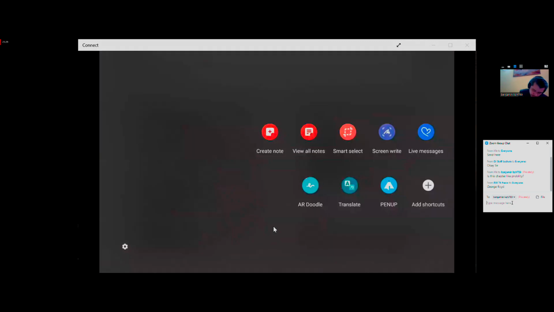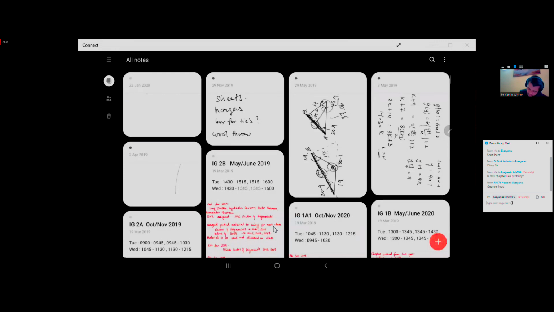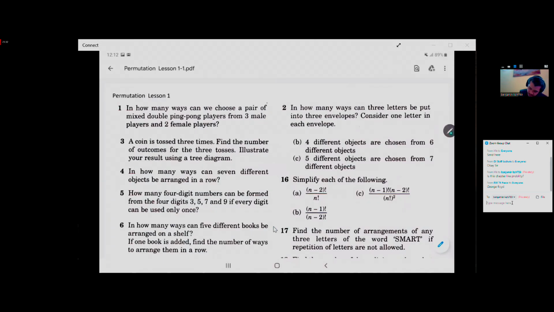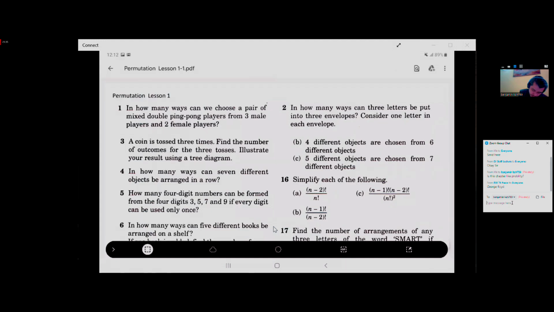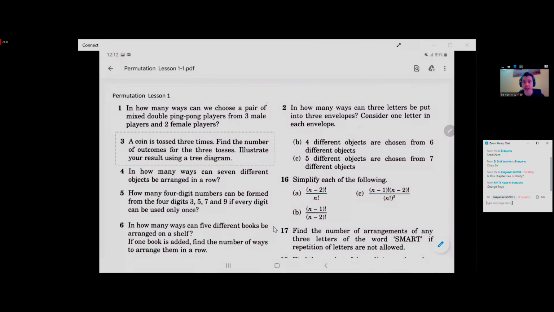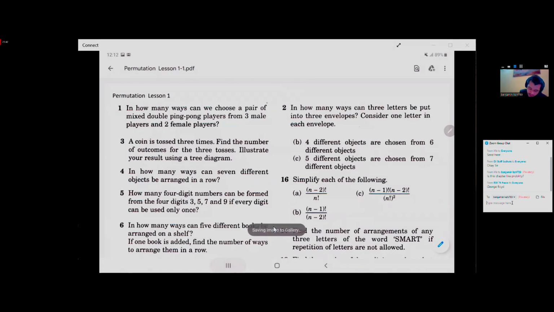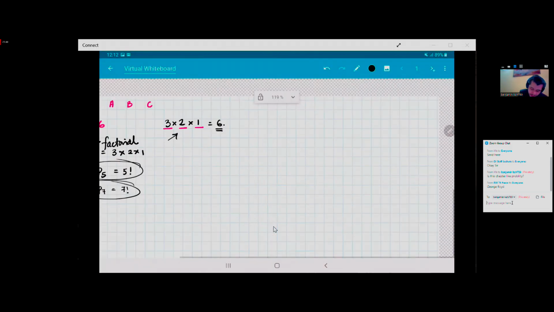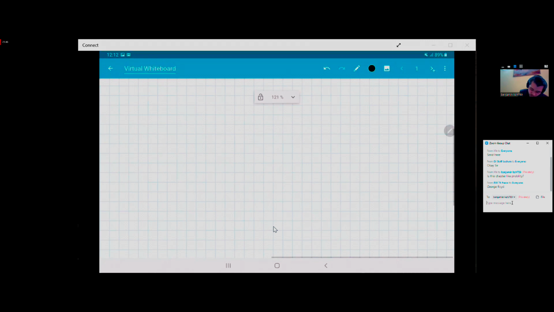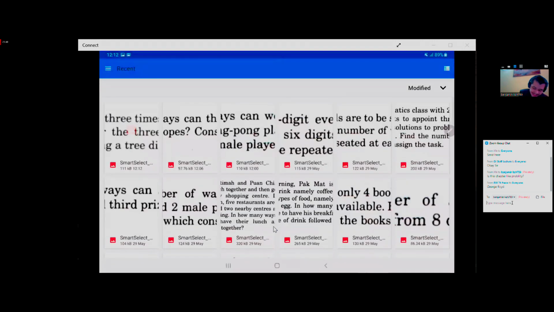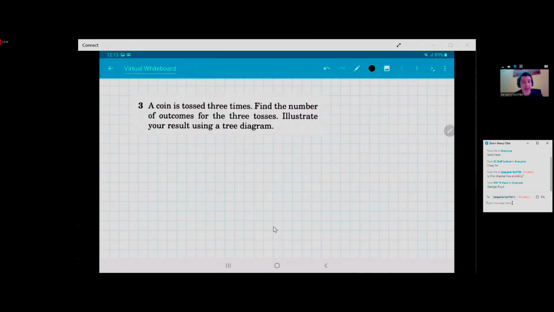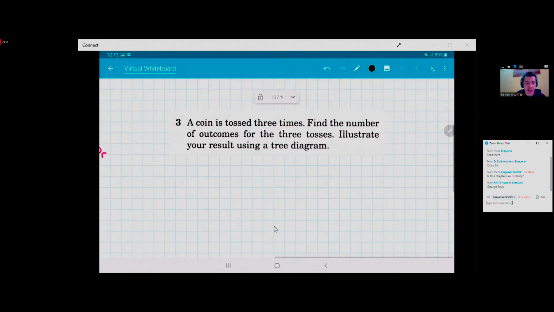For question number 3 here, now we're talking about a coin. Okay, duit shilling. Again, in this chapter, you have to analyze a little bit. Try and think a little bit. So he says here a coin, duit shilling, dilambung 3 kali. A coin is tossed 3 times. Sekeping duit shilling dilambung 3 kali.